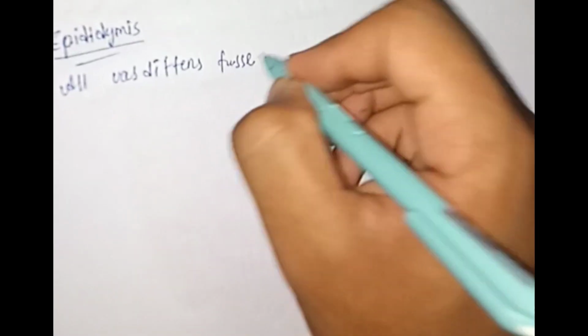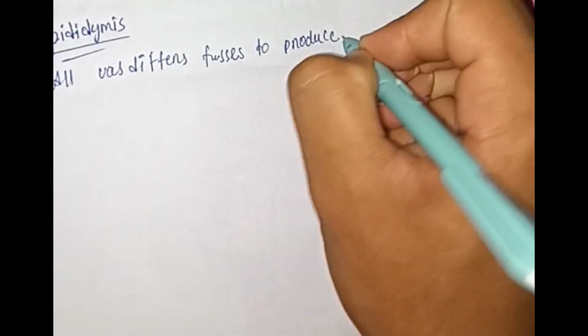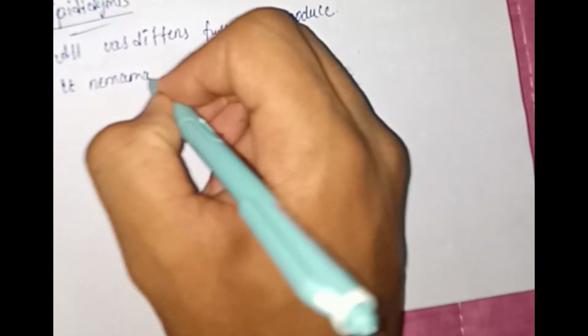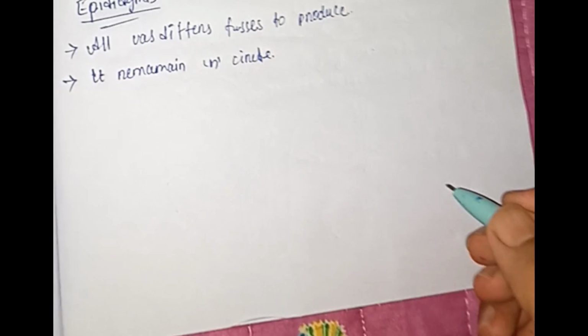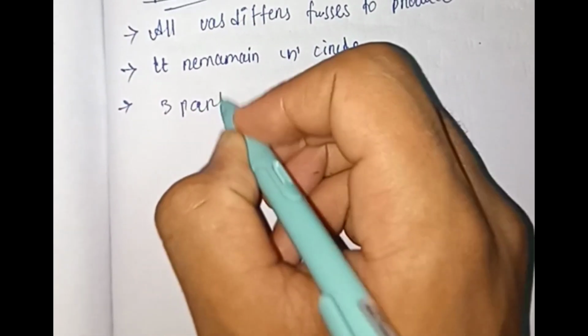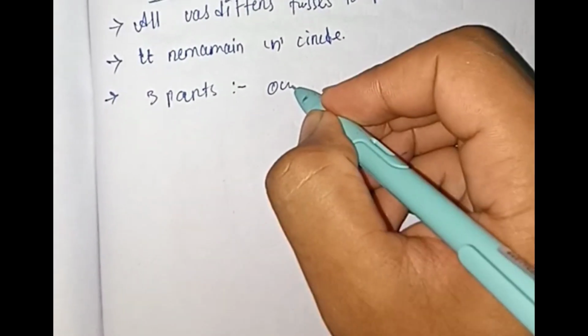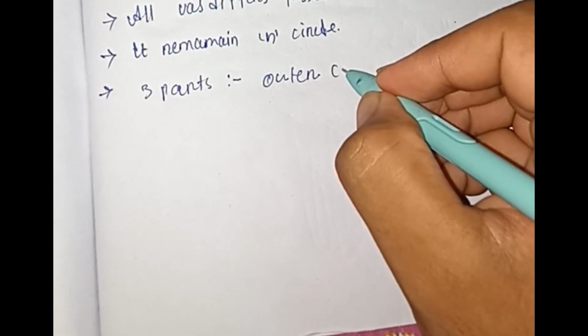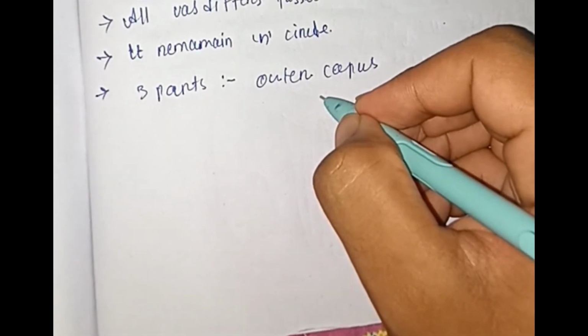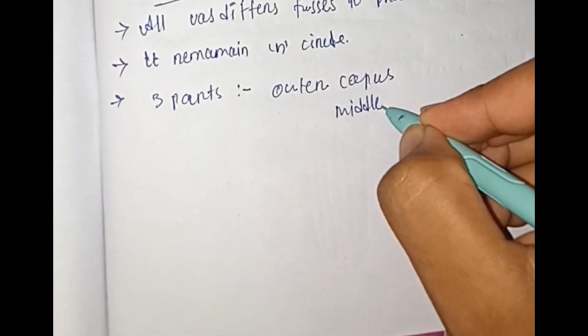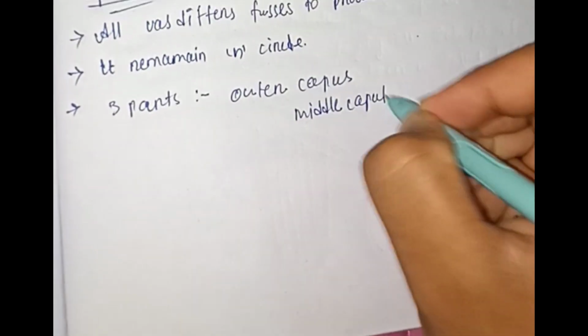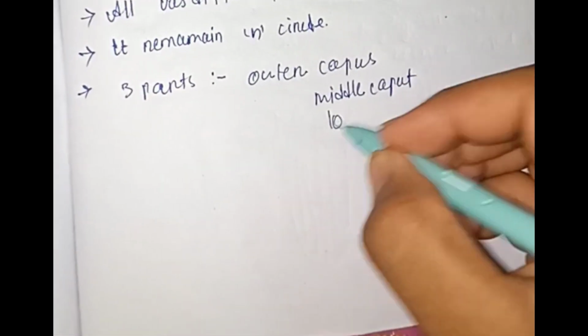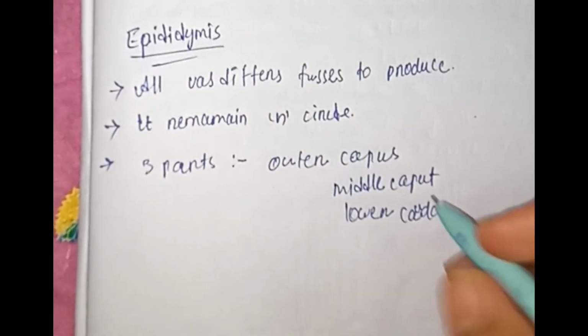fuses to produce, then it remains in a circle, and it is divisible into three parts: first, the outer caput, and second is the middle corpus, and third one, the last, is the lower cauda. Then इसका now next is vas deferens.